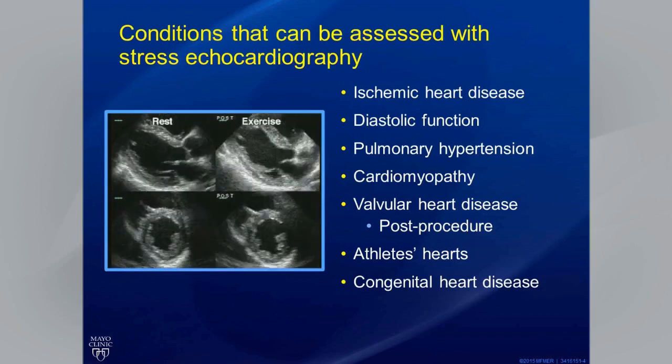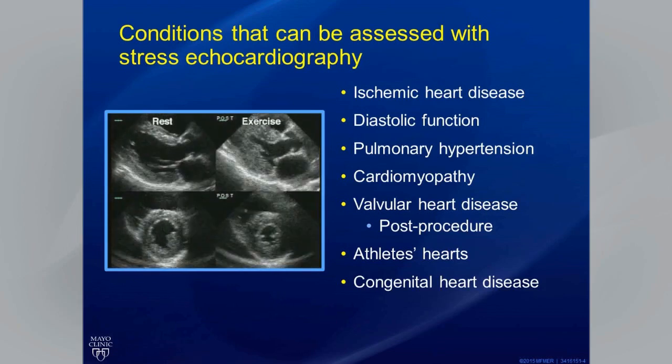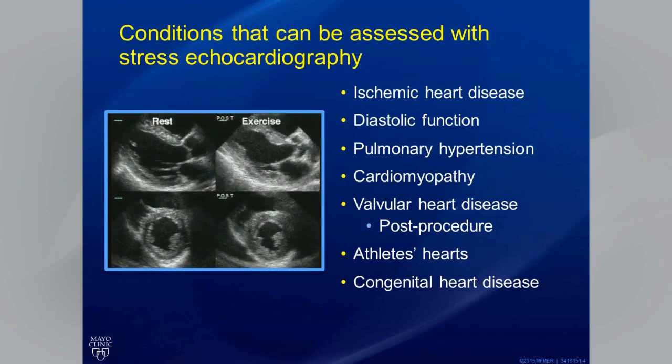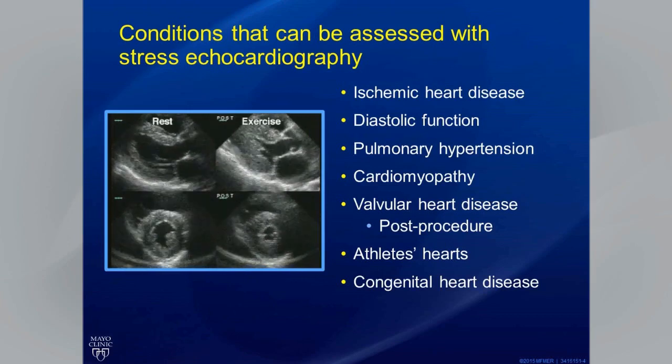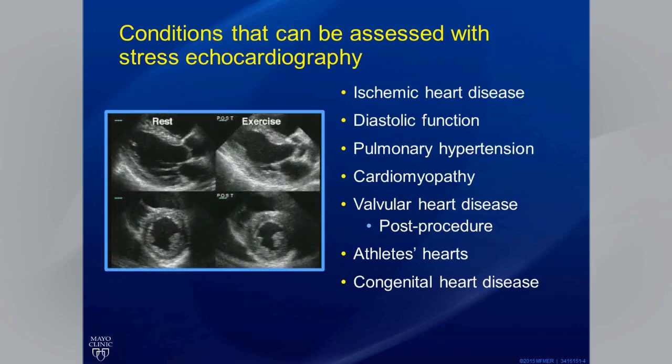Displayed here is an example of a normal exercise echocardiogram. In these parasternal images, we can see the augmentation of ejection fraction and decrease of end-systolic size with the stress of exercise.